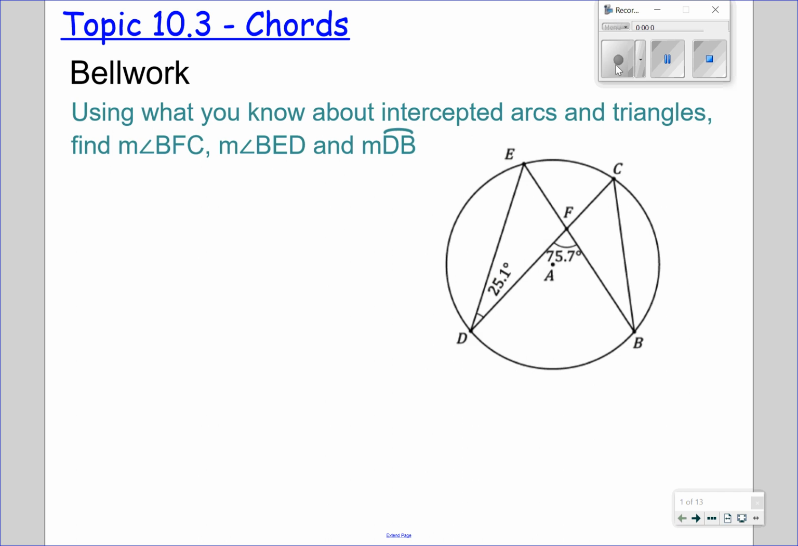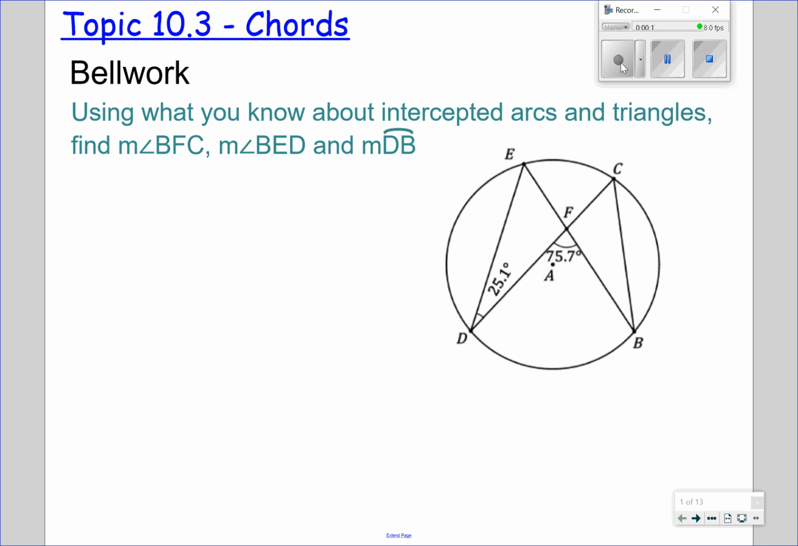Ready? Welcome to 10.3. We are going to talk about chords today. So take a few moments and review a little bit of what you know about triangles, arc measures, angle measures, and see if you can work on this bell work. Go ahead and pause and take a few moments.